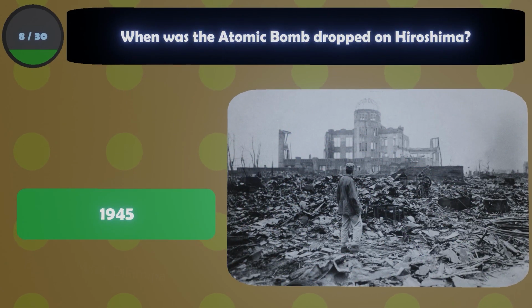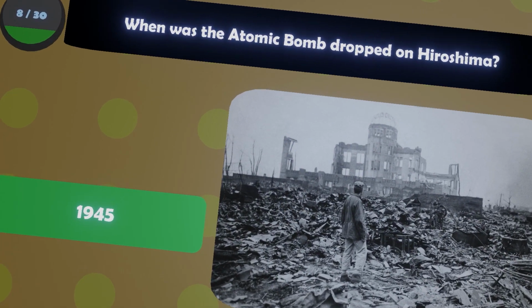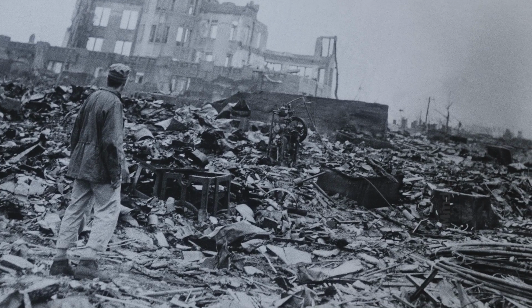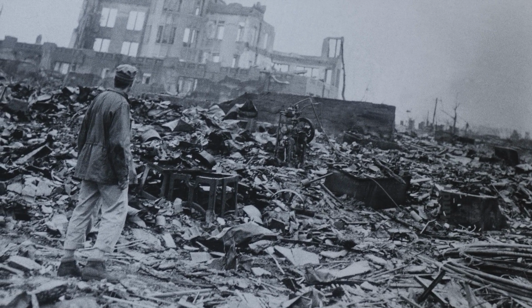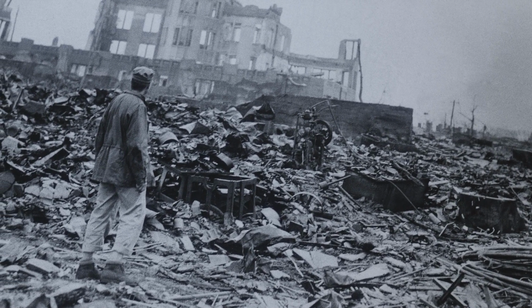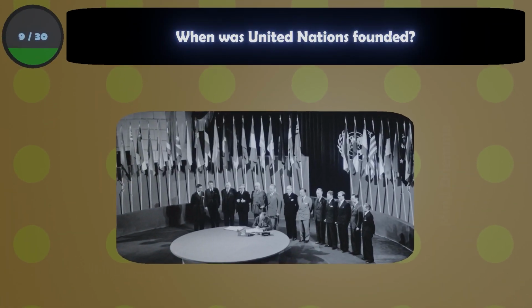The first atomic bomb, named Little Boy, was dropped on Hiroshima at 8:15 a.m. on August 6, 1945. When was the United Nations founded?